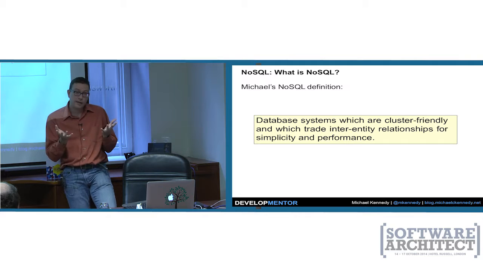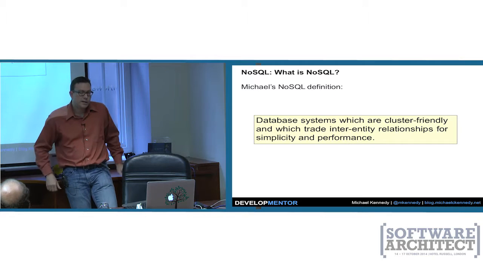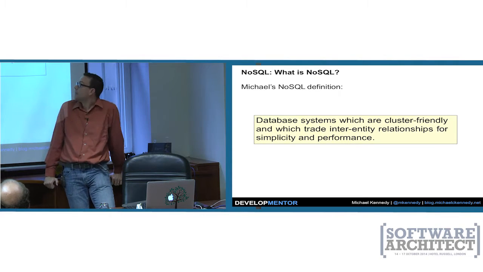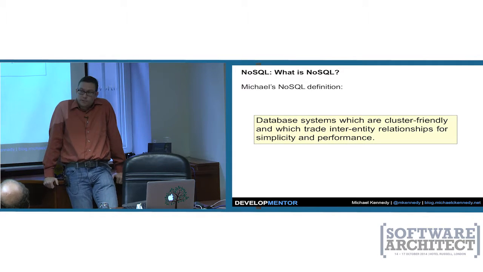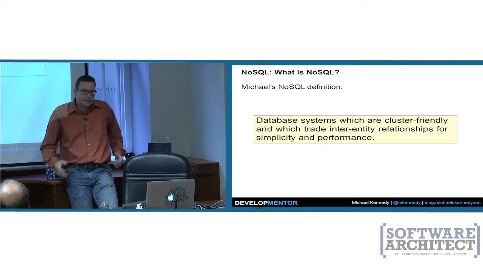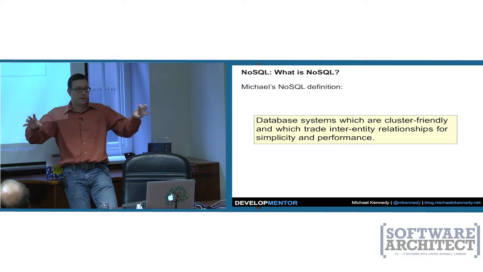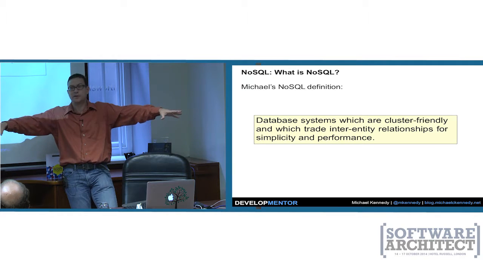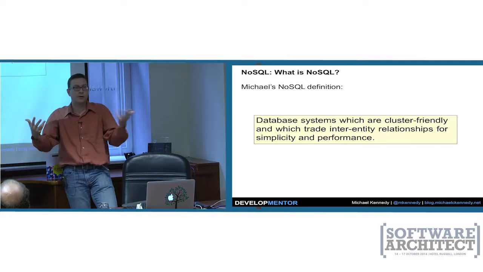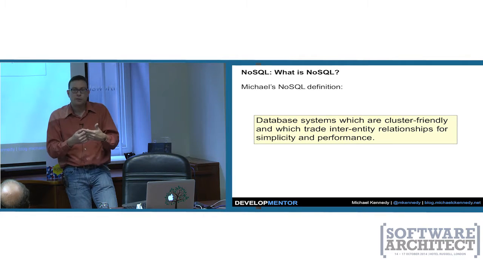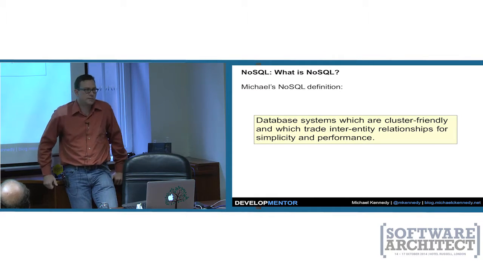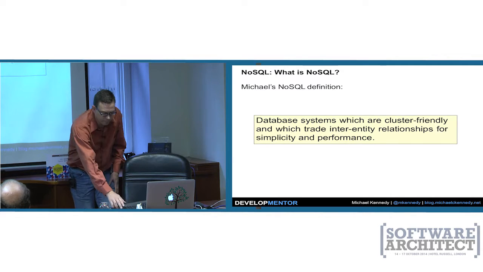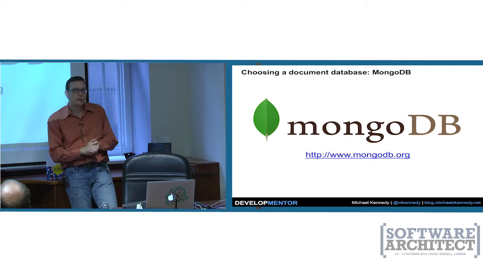And I would say these NoSQL systems are database systems which are cluster-friendly. They can be horizontally scaled, and they trade inter-entity relationships across records for simplicity and performance. So if you're trying to create a horizontally scalable database and you need to do a join that goes across 100 servers, with 100 different servers doing IPC, that all of a sudden becomes a really bad idea. So you need to make certain trade-offs, and you'll see that most of these databases have made those trade-offs. Make sense? So like I said, we're going to use MongoDB.